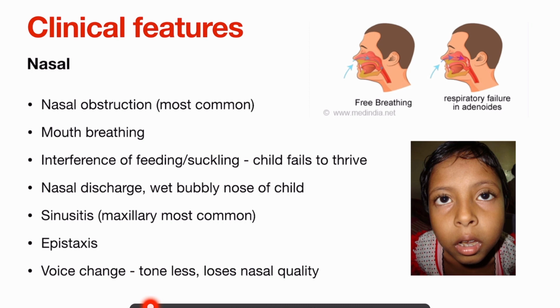He will say that he is not able to breathe through the nose and he can only breathe through the mouth. So he or she will come with an open mouth. And there is interference of feeding or suckling. That is, when adenoiditis happens in a very small baby, while you are feeding him or her, he will deviate from feeding, because he has to breathe through the mouth also. He has to eat also, he has to breathe also. So while feeding, he will deviate.